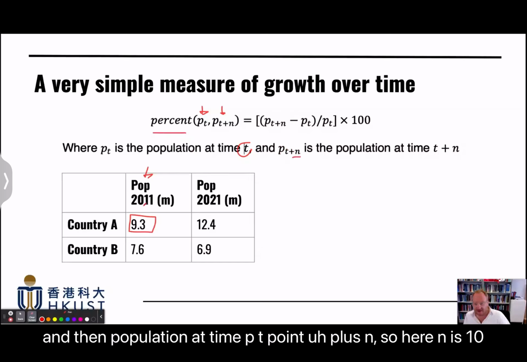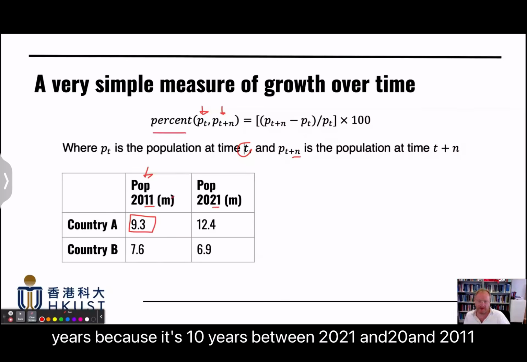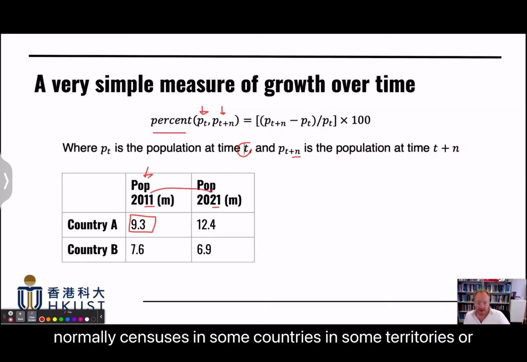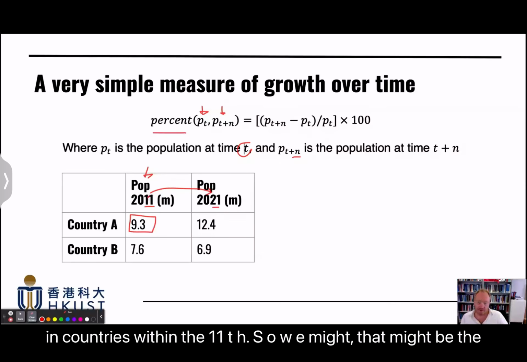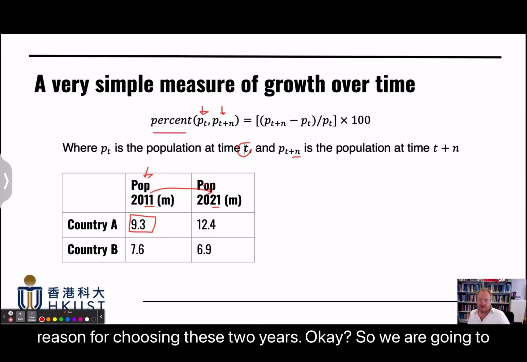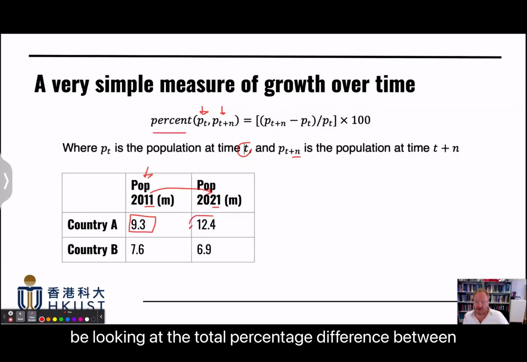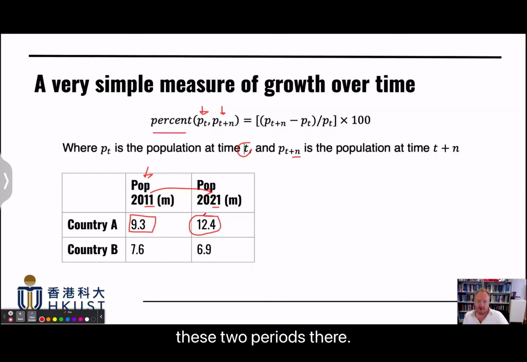So here N is 10 years, because it's 10 years between 2021 and 2011. Normally censuses in some countries and some territories are in countries within 11, so that might be the reason for choosing these 2 years. Okay, so we are going to be looking at the total percentage difference between these two periods there. Okay, all right, so let's do this.